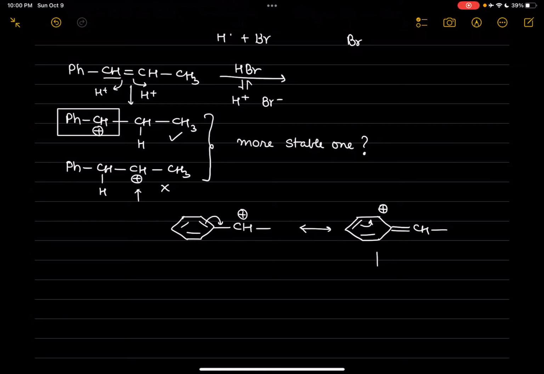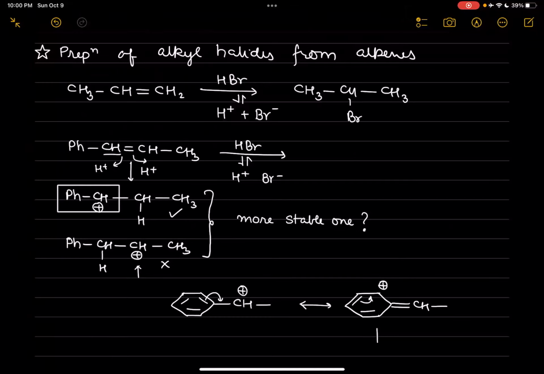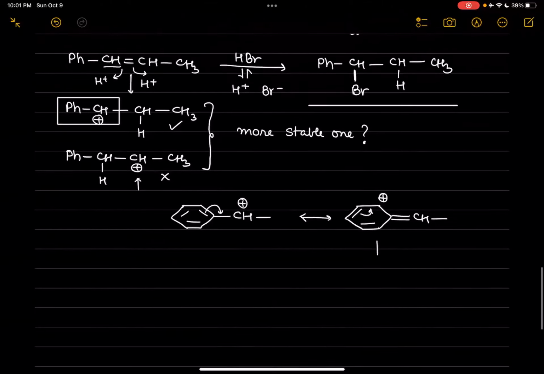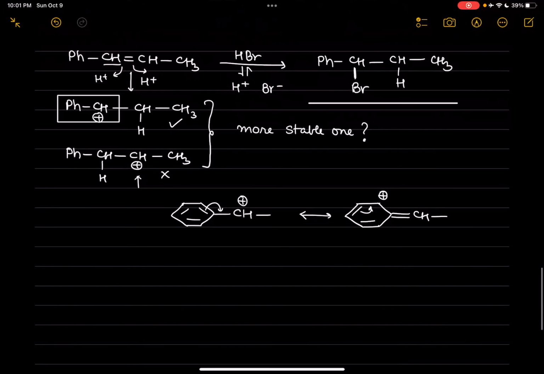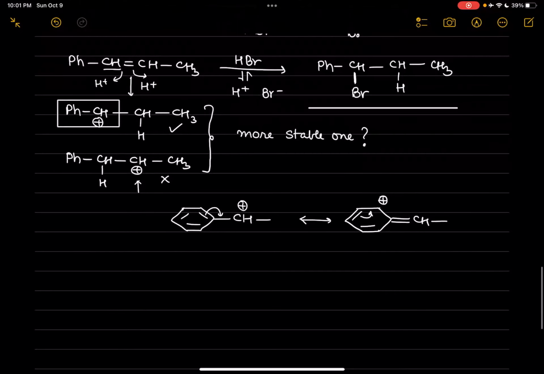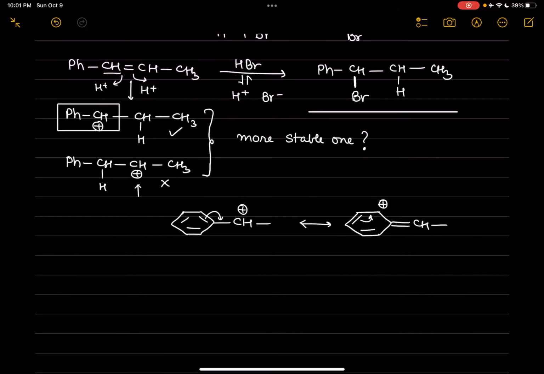So now tell me which one should I make as the major product? Yeah, the major product will be the phenyl CH cation one. I will choose this benzylic cation, and there only I'm going to direct my Br minus to go and attach. Is it clear? So this is going to be the answer. I hope you understood. This is very important.